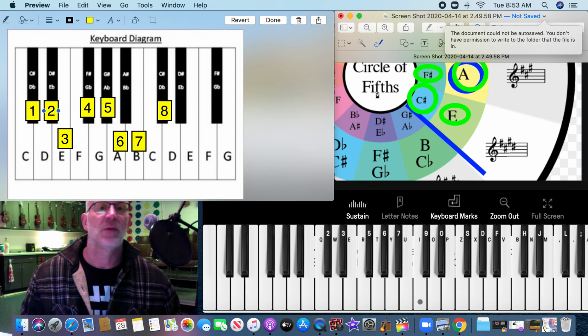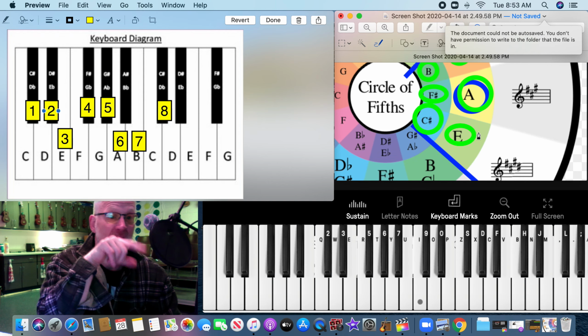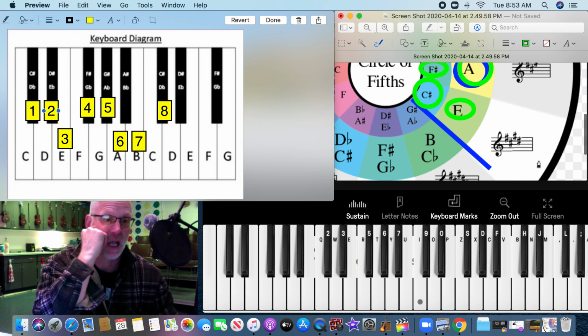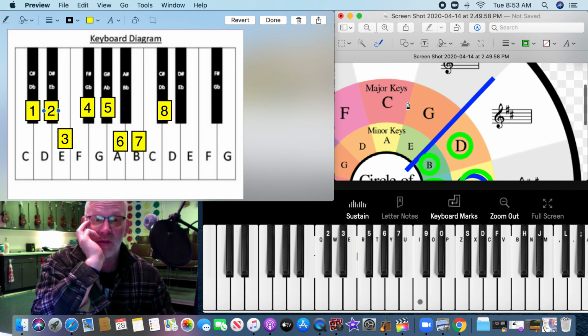Is that cool? So what did we do today? We said a couple things. We took a look and we made an E major scale. We made a C sharp minor scale. We had to know four sharps. We also used the circle of fifths to determine what are the sharps.